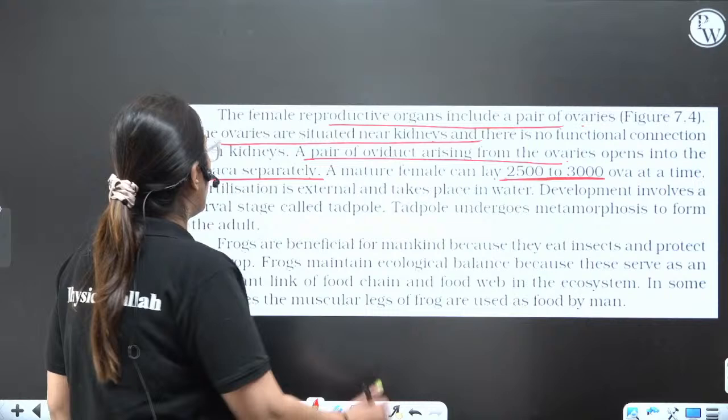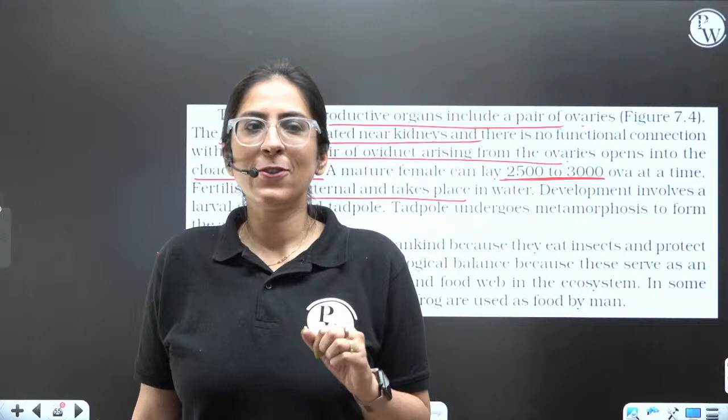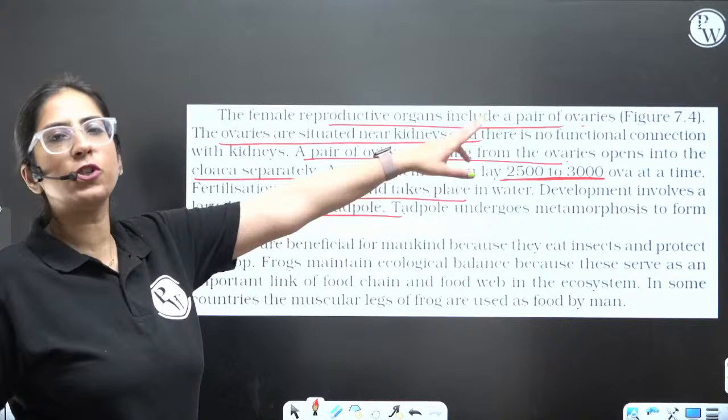Like I have told you, these are amphibians. These were the first organisms who migrated to land from the water. But for the completion of their life cycle, they require water. So for fertilization, they need water. Development involves a larval stage, which is a tadpole, you all know. Tadpoles show metamorphosis, which forms the adult.